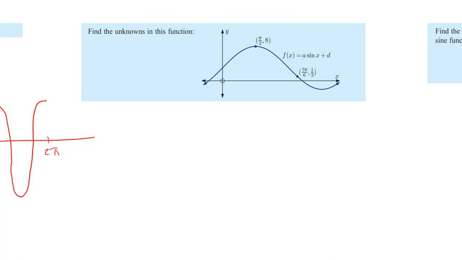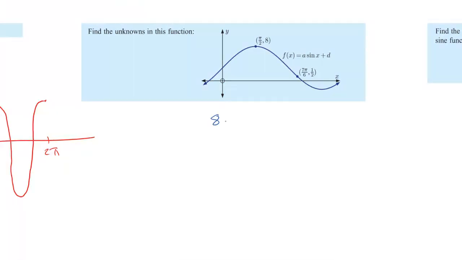Find the unknowns for this function. Okay, so this is a little bit difficult now. This is a different sort of question altogether. No graph drawing here. We just know some points that exist on a certain specific sine function. So why don't we start putting some numbers in and see what happens. So we've got a sine x plus d. Well, we know that when x is pi over 2, the function is worth 8.